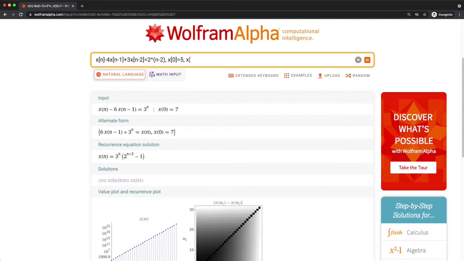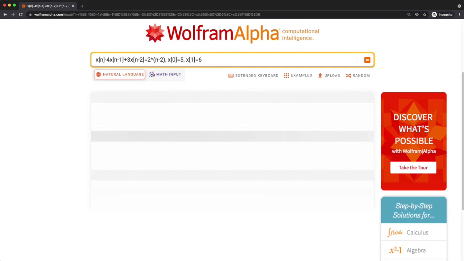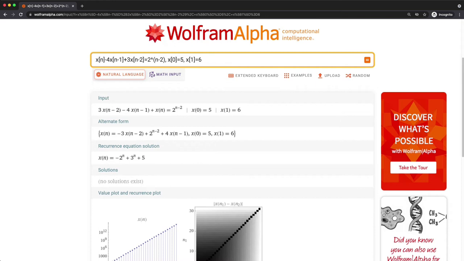And we can execute, so I hit enter. And we can see the solution presented there. So recurrence equation solution, negative 2 to the power of n plus 3 to the power of n plus 5. And that is exactly what we had.